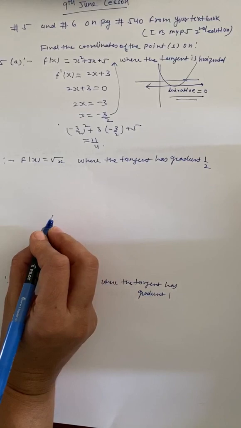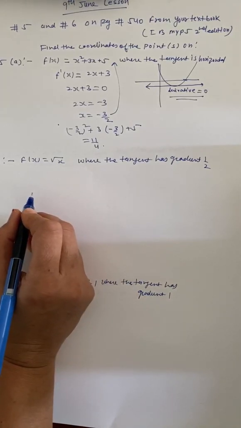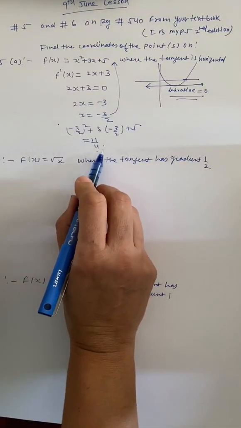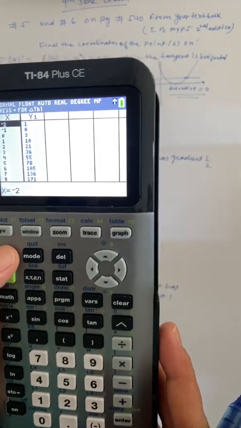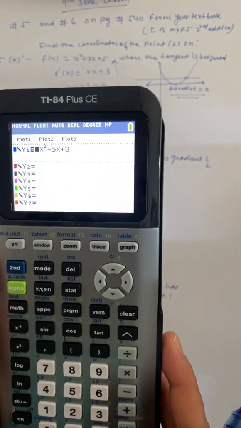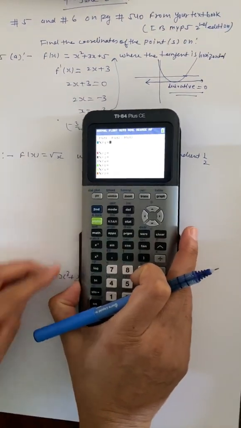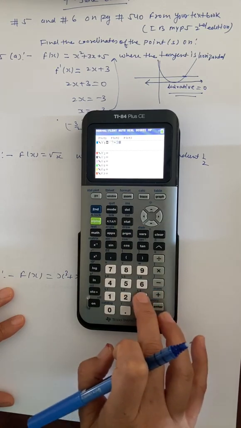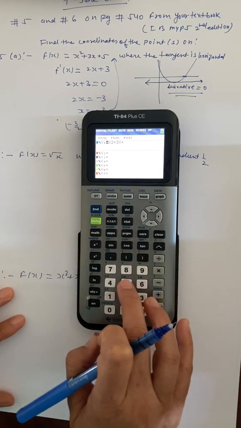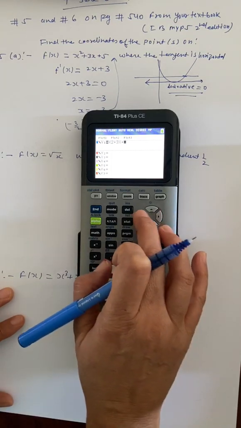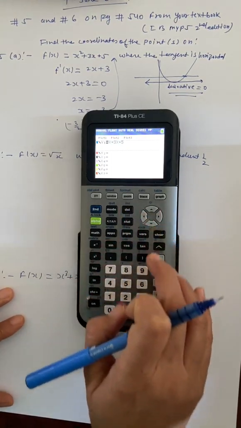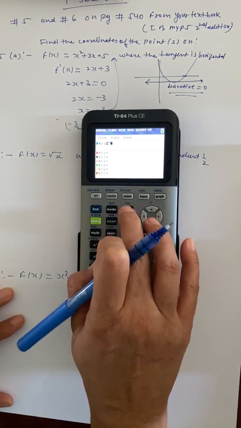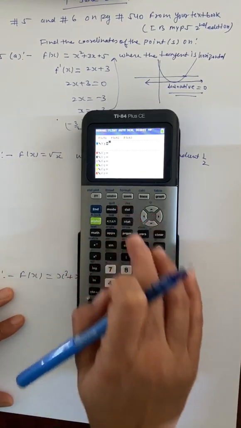So the next one. To find the y coordinate, you can do it by substituting, or you can use the calculator if you want to save some time. So what you can do here is you go to y1 and write down this function as x squared plus 3x plus 5. Something is wrong, so we need to delete. It seems like I have to enter this again.